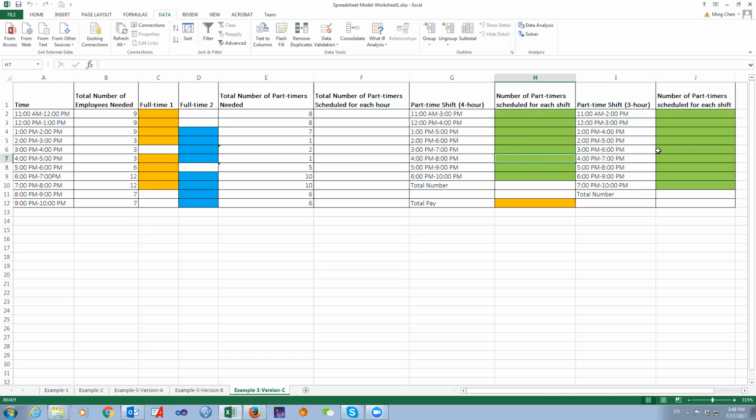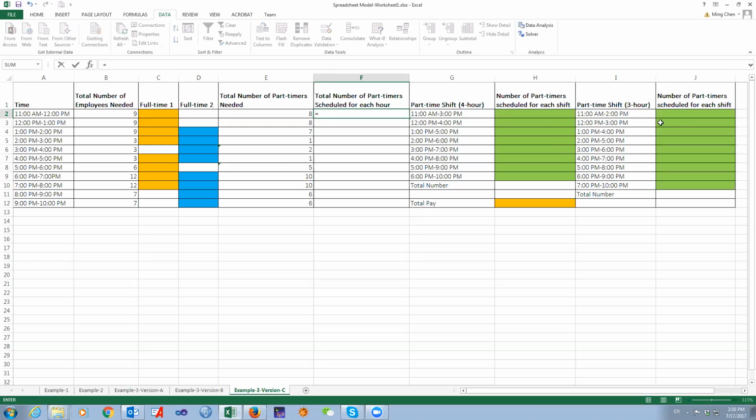So now let's work on column F. The most difficult column to fill is column F. It's a little bit tedious. You really have to look at both types of shifts to make sure we include all the shifts that cover each hour. So let's start with the first hour from 11 to 12.